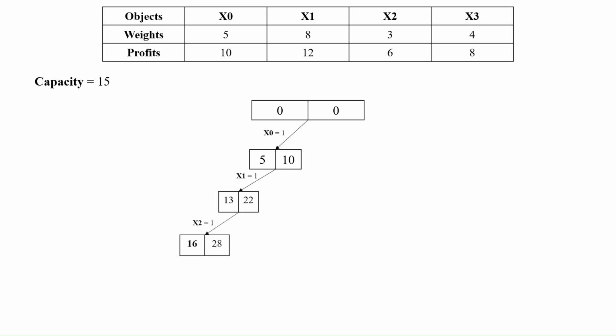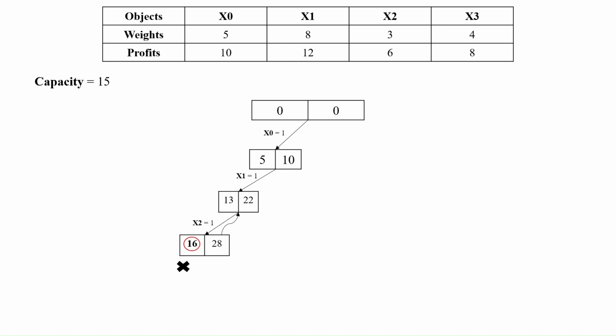The x2 is having the weight of 3 kgs and profit of 6. After adding this 3 to the weight part and 6 to the profit part, here it looks like. Here we can observe that the weight which we got exceeds the maximum capacity. That means the path which we chose is a wrong path. Now we have to backtrack to the previous node, that means to its parent node.